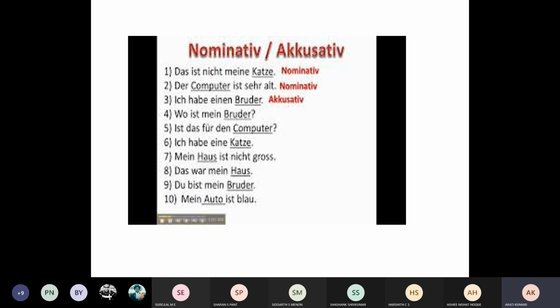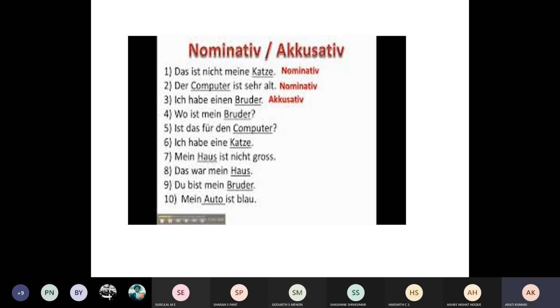But it's not accusative for that reason. This is not the direct object in the sentence. I know you were going with that logic because there is the verb sein. But here we have a preposition, which is für. Für is a preposition that takes the accusative case. That's why it became für den Computer. We are going to learn prepositions soon, so it will be clear.